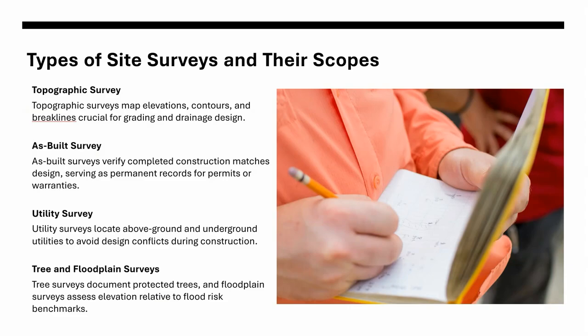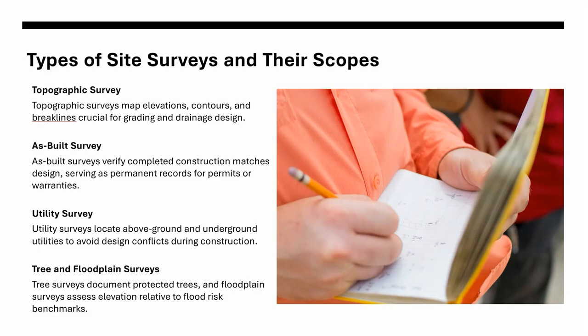Now, beyond these general components, there are also different types of site surveys that you may encounter in your careers. A topographic survey is perhaps the most common, focusing on elevations, contours, and break lines for use in grading and drainage design. An as-built survey occurs after construction is complete, verifying that improvements were built as designed and serving as a permanent record for permitting or warranty.